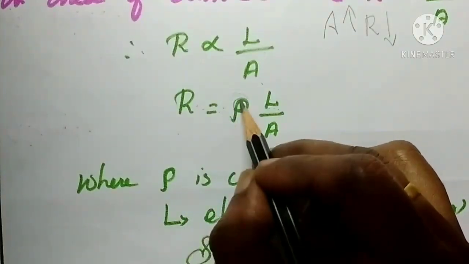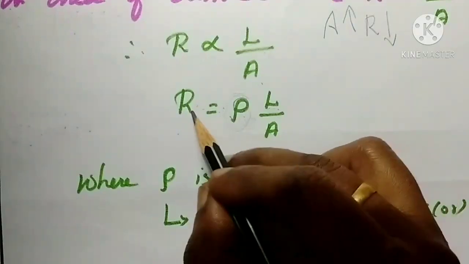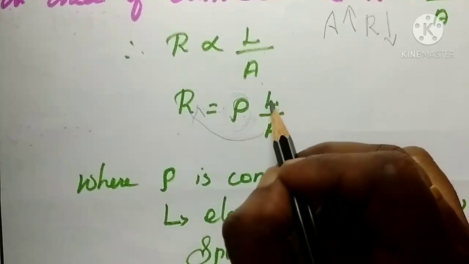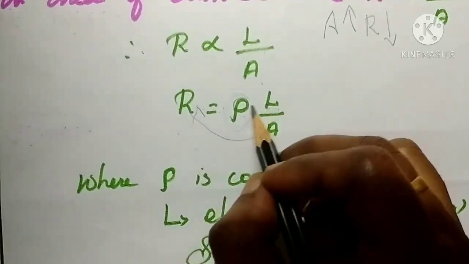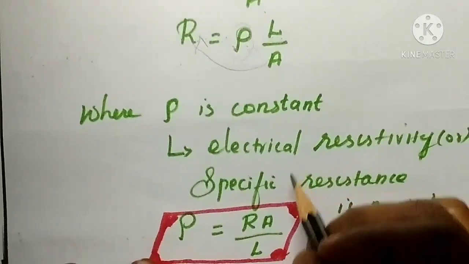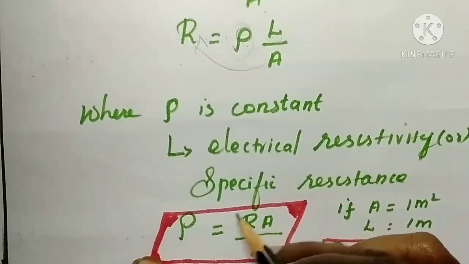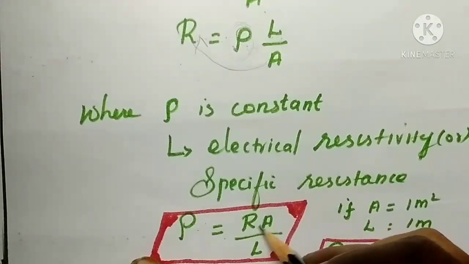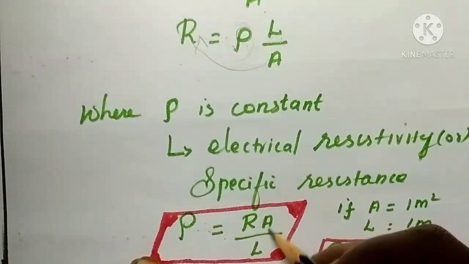So we can get this formula for the electrical resistivity. Rho is equal to R A by L. Just take this A here and L will become the denominator. That is the formula for the electrical resistivity. What's the formula for electrical resistivity or specific resistance? Rho is equal to R A by L.